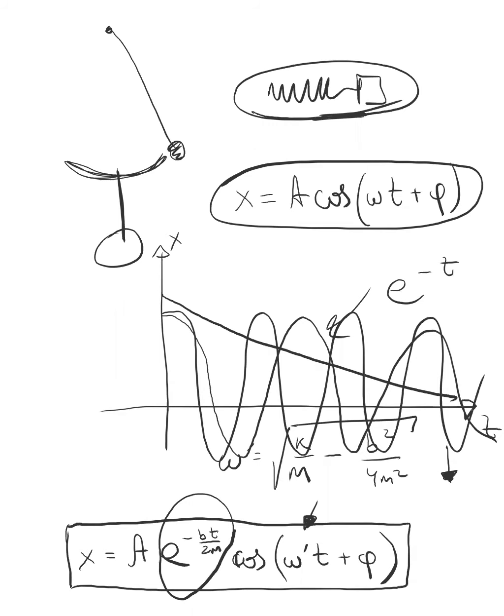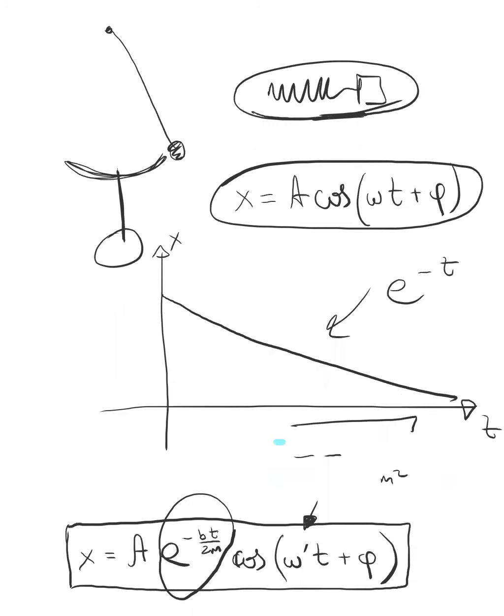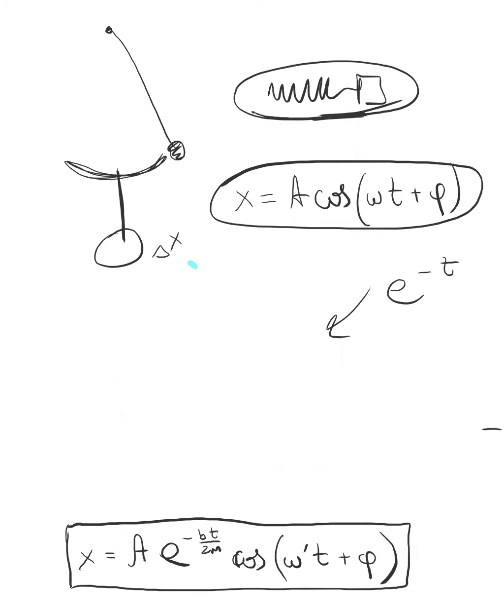So this is all we need to know about damped oscillations for now. Basically, this is the formula, and this formula has one extra term that has a clear meaning. It just reduces your amplitude exponentially with time.